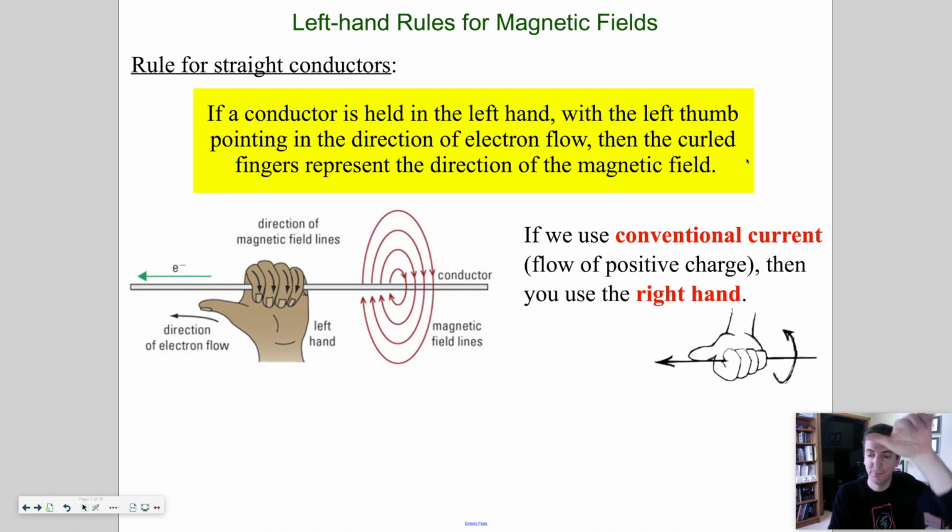Like that. All right. So if a conductor is held in the left hand with the left thumb pointing in the direction of the electron flow, then the curled fingers represent the direction of the magnetic field. So if you point your thumb this way, your fingers curl around like that. If you point your thumb this way, then your fingers curl around like this. For Physics 30, we use electron flow as the model for charge carriers.